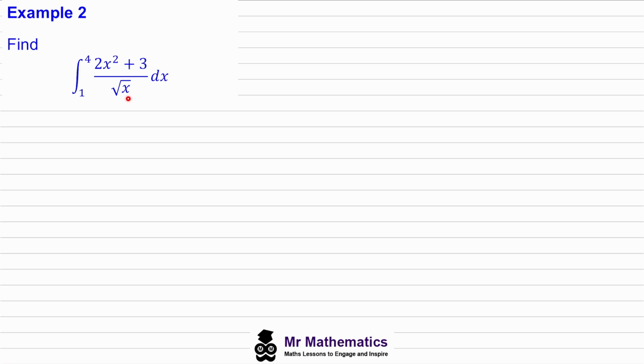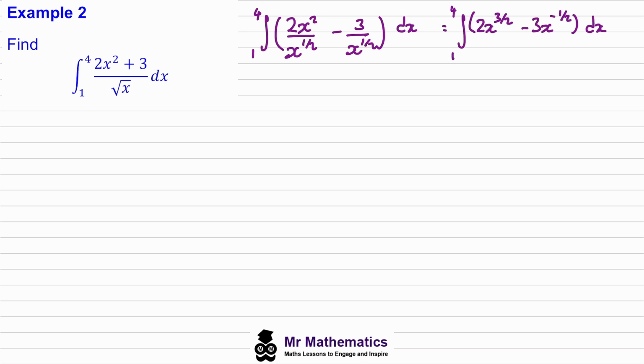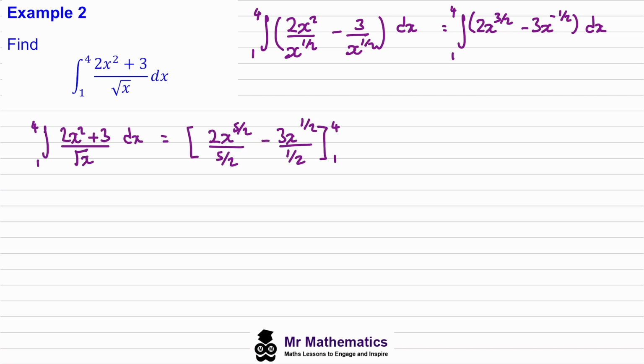To evaluate this integral, I'm going to split up this fraction, and we'll write this root x as x to the half. And then we can use the division rule of indices to simplify each of these. So we get 2x to the 3 over 2 minus the 3x to the negative 1/2. Then we'll add 1 to each of these powers and divide by the new power to integrate this. And at this point, we can move this division to the numerator and this one as well. So now this will become 4 over 5, and this will become negative 6.